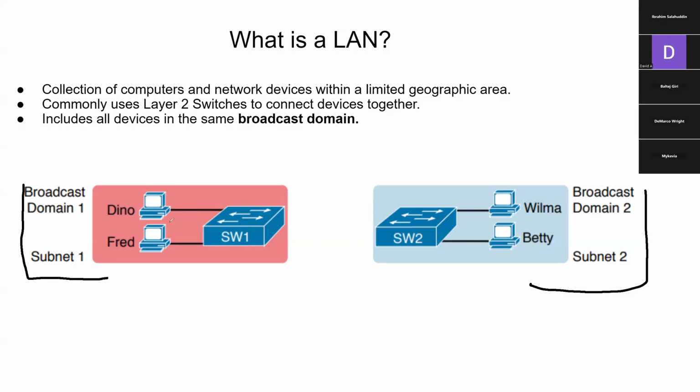In this specific situation, it's going to go from Dino directly to Fred because there's nobody else on the network, right? We can do the same thing with Wilma and Betty. Let's say Wilma sends out a broadcast message. The switch is going to send it out all of its ports, and the one who's going to receive it is Betty, right?